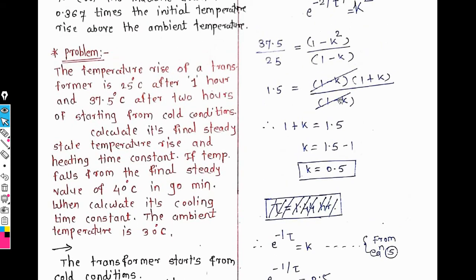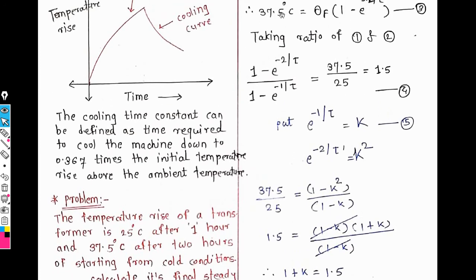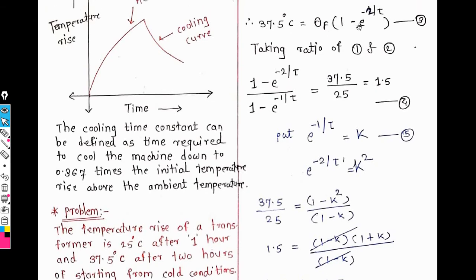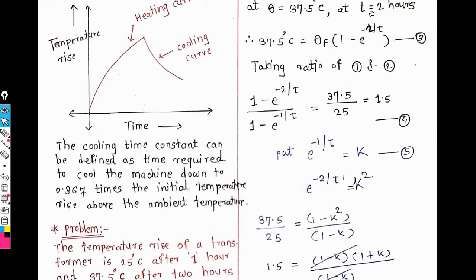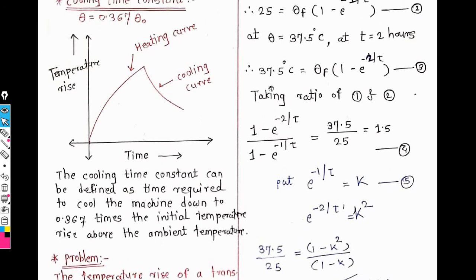Okay, now second, we consider 37.5 degrees Celsius equal to theta f into bracket 1 minus e raised to minus t upon tau. That means t is equal to 2 hours; put this in the equation. Now from equation 1 and 3, we have taken the ratio of this equation, that is equation 3 by 2.